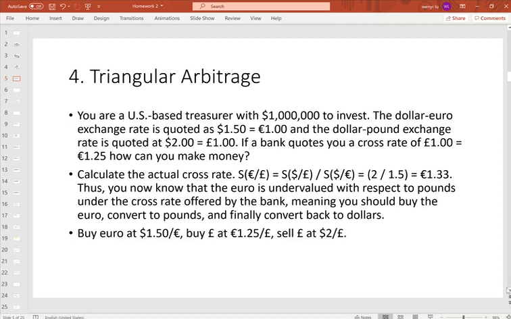You are a US-based treasurer, right? In your hand, you have $1 million to invest, and you are given two rates in the US. One is the dollar to euro exchange rate, $1.5 per euro. The next one is $2 per pound. These two rates are in the US, right? And also a foreign bank gives you a cross rate quote between the pound and euro. It's 1 pound equal to 1.25 euros, okay?